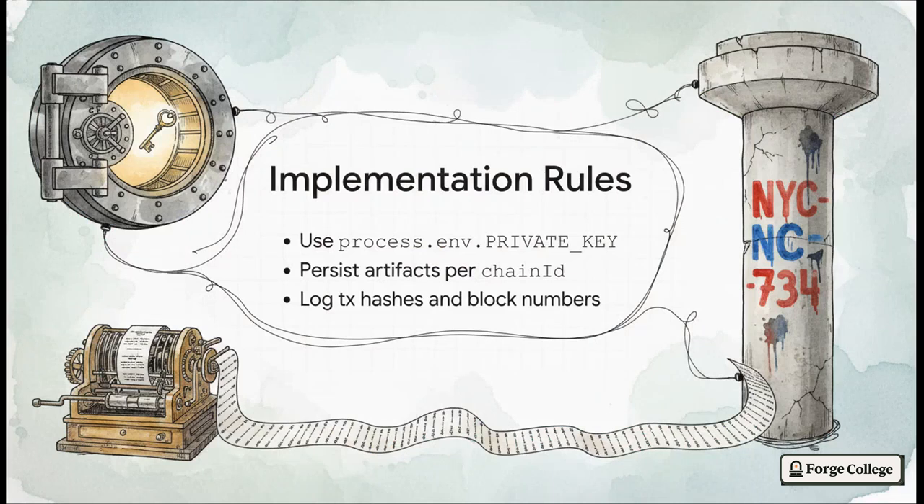So the absolutely crucial point here is implementing these best practices. Pull your key from process.env.PRIVATE_KEY. Next, when you persist your artifacts, organize them by chain ID. Seriously, failing to separate your deployments by network ID is basically like parking your car in a massive airport parking lot and forgetting to take a picture of your pillar number. You will never, ever find your contract again when you switch from a local node to Sepolia. It's a nightmare. And finally, always log your transaction hashes and block numbers to the console. That's your permanent paper trail.